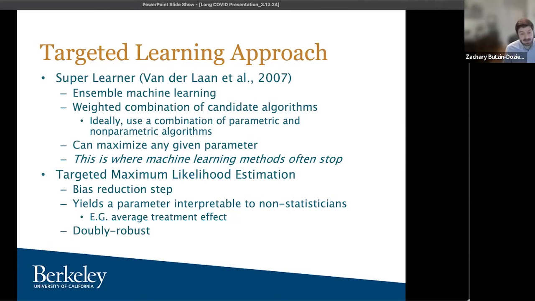Another huge benefit is that this yields a parameter interpretable to non-statisticians. Most machine learning algorithms will yield something like a non-parametric measure of association that's really not that interpretable. This will yield something like an average treatment effect, or even something more creative like an optimal treatment regime that can really be relevant to clinicians or policymakers. And then finally, it's a double robust estimator.